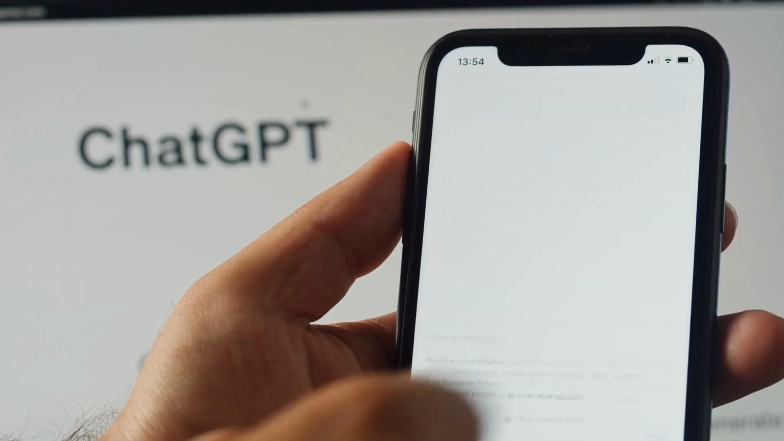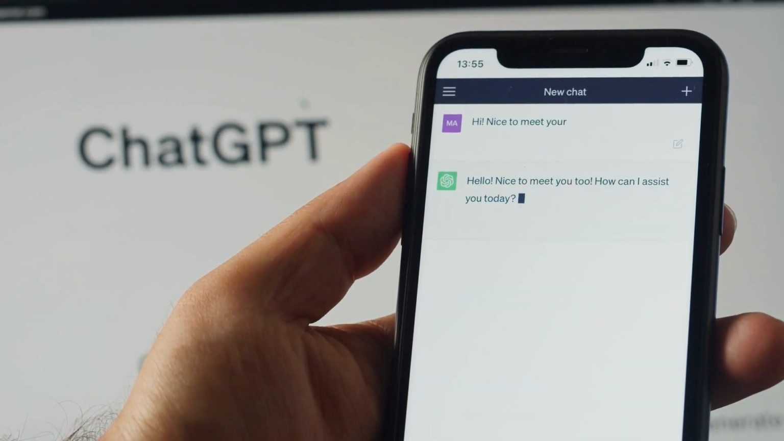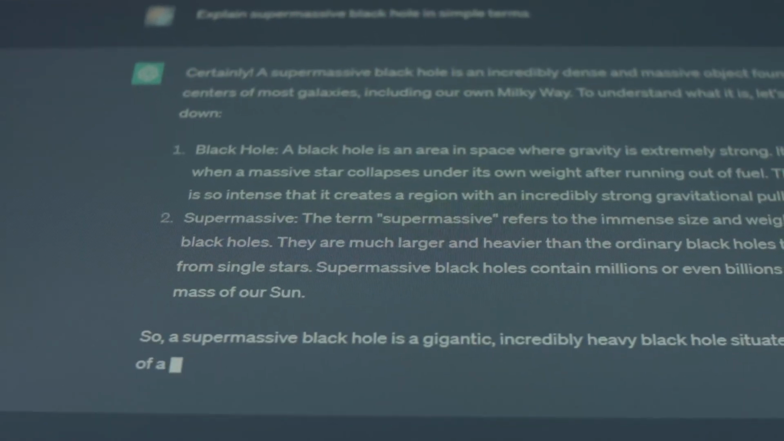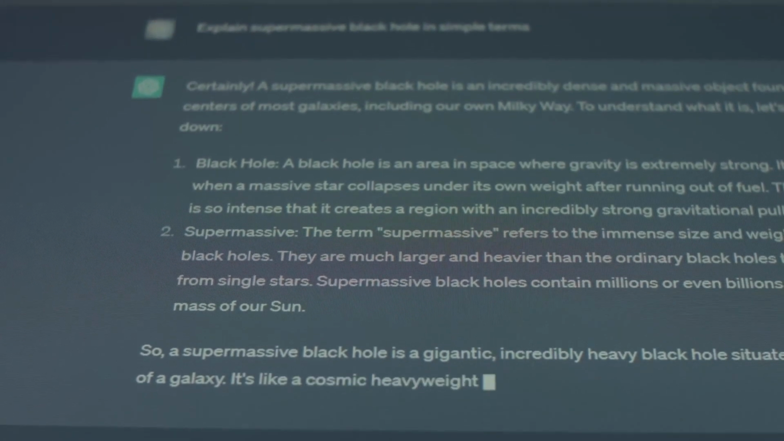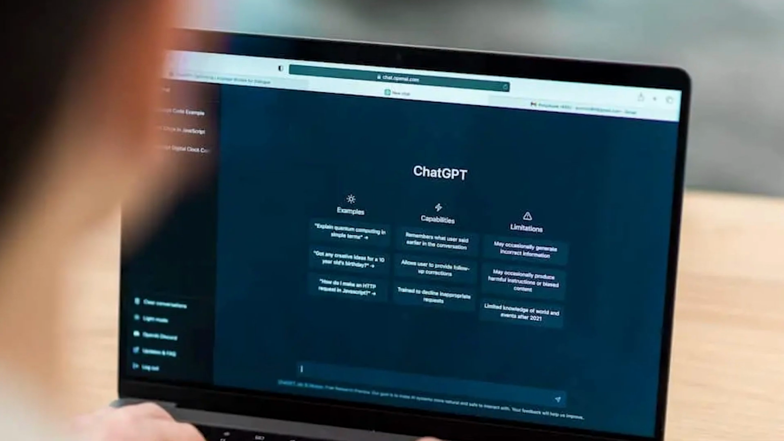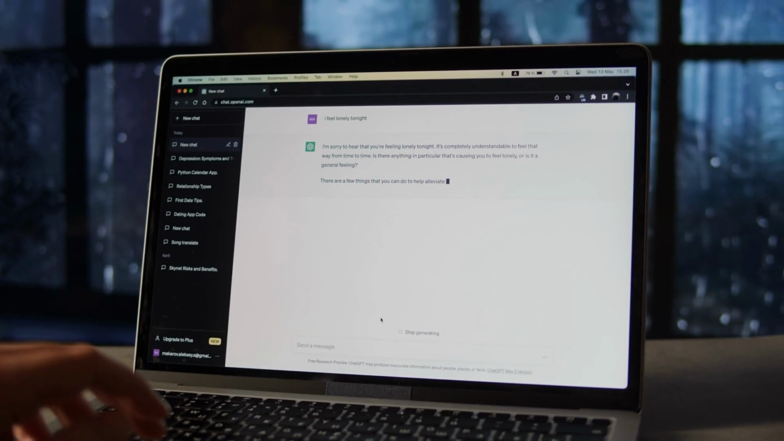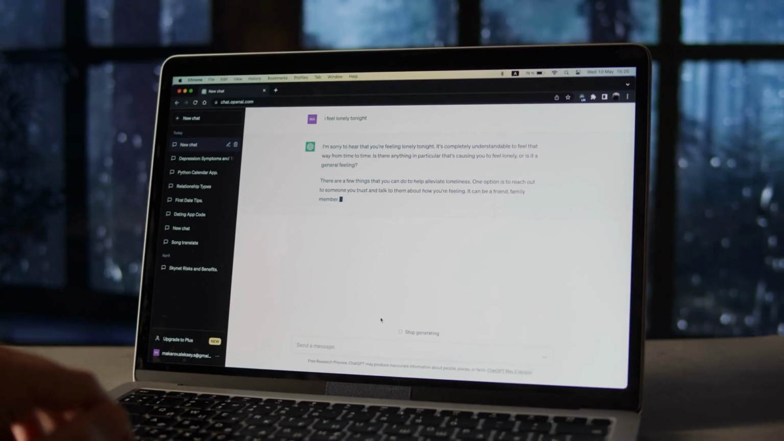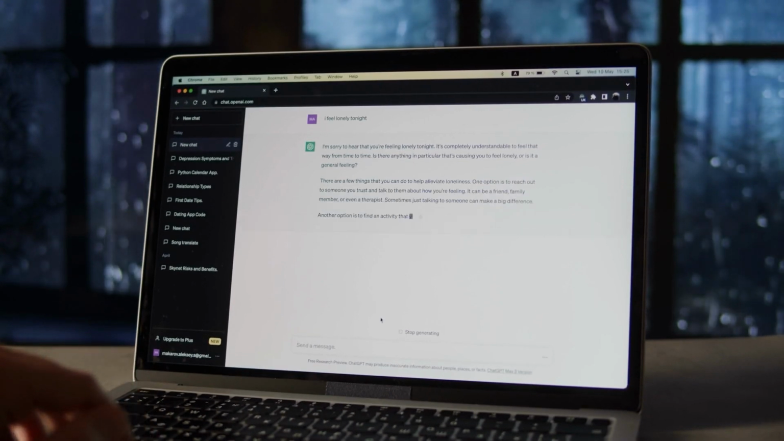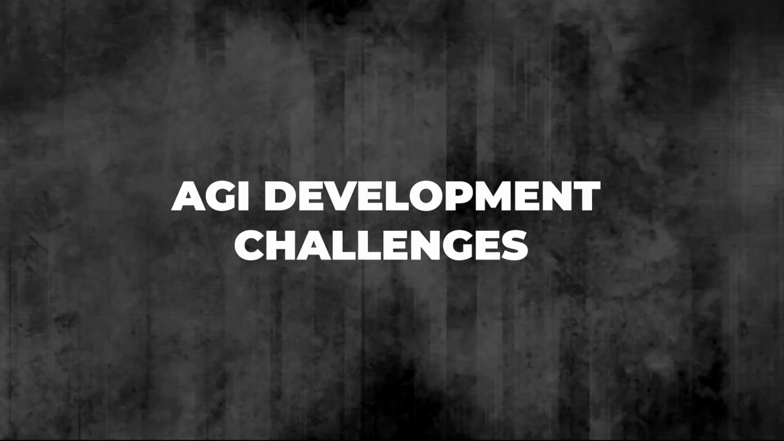ChatGPT's limitation. While ChatGPT can provide detailed responses to context-specific prompts, it often struggles with nuanced understanding. It may fail to recognize sarcasm, understand subtle emotional cues, or solve complex real-world problems that require a synthesis of diverse knowledge.